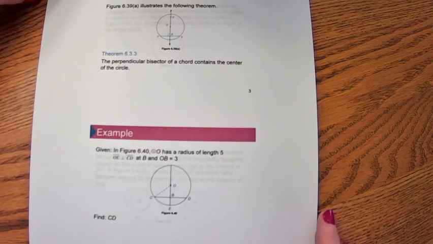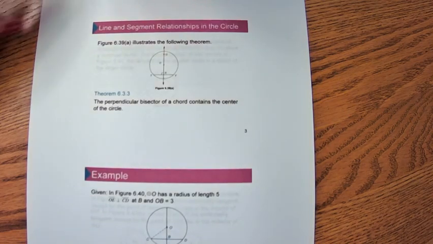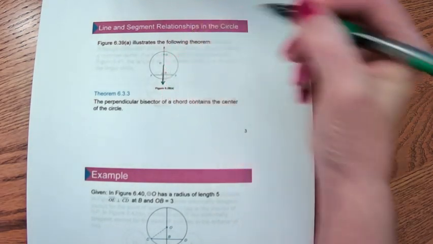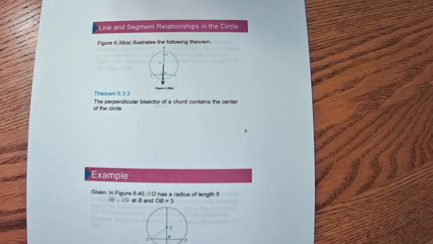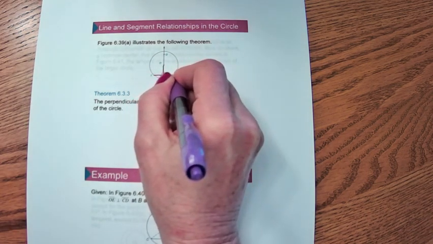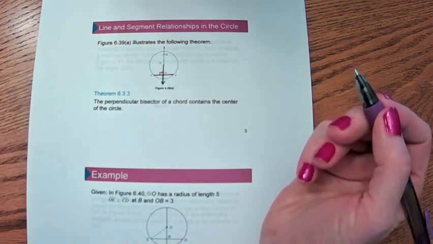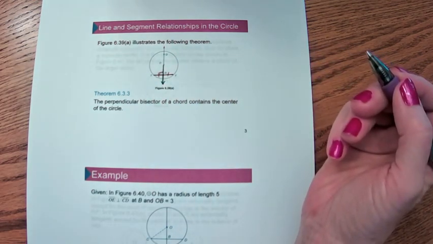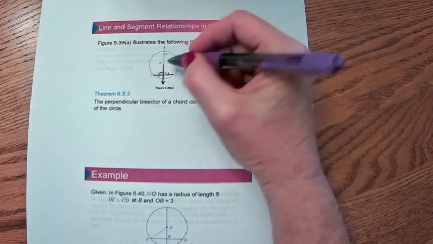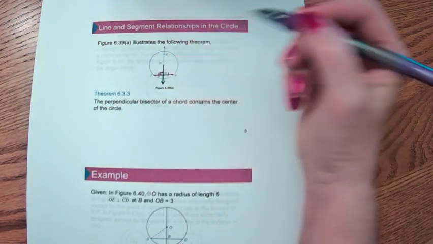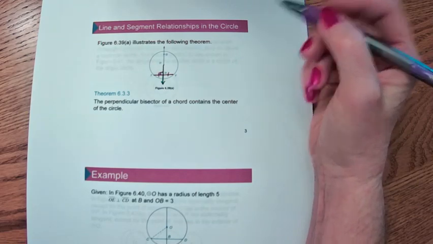And we've seen a picture of that several times, but here we have a circle and we have a ray going from the center, and it is perpendicular with that chord. That must mean that that chord is bisected. Or if we had this ray and it bisected this chord, that must mean that they're perpendicular.